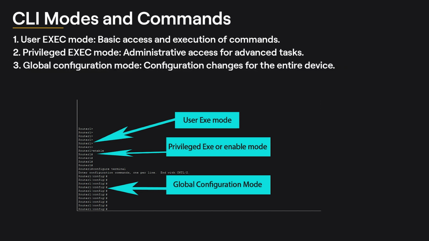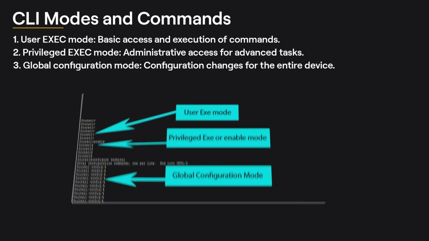3. Global configuration mode, router, config, hash. The privileged exec mode is powerful, but if you want to make changes that affect the entire router, you need to enter the global configuration mode. To enter this mode, you use the configure terminal command from the privileged exec mode. Once you're in the global configuration mode, the prompt changes to router, config, hash. Here you can configure various settings and parameters of the router.